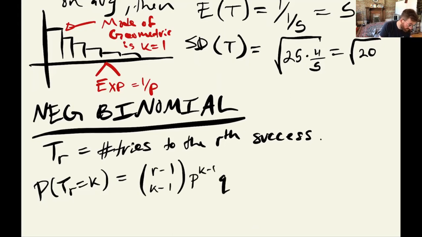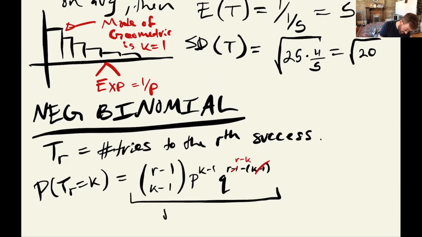And again, this q ends up being raised to the, let's just figure it out. It's r minus 1 minus k minus 1. The ones are going to cancel. Oh, I'm sorry, I flipped these guys. So this should be k minus 1, and this should be r minus 1. So this actually should then be k minus r. So this is the probability of r minus 1 successes in k minus 1 tries.